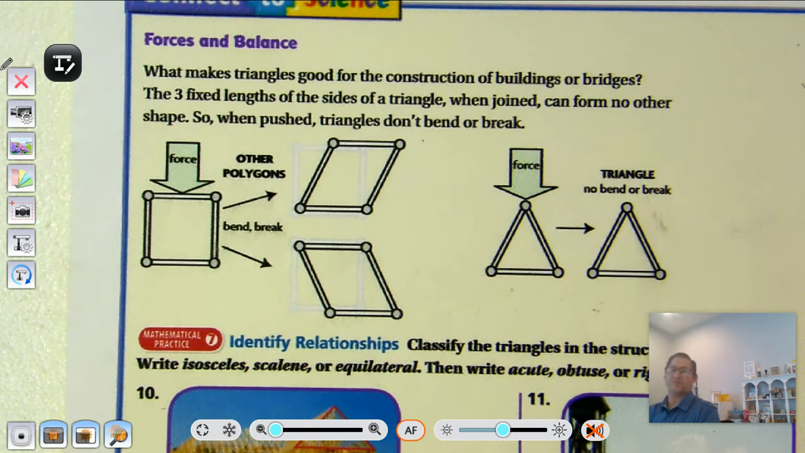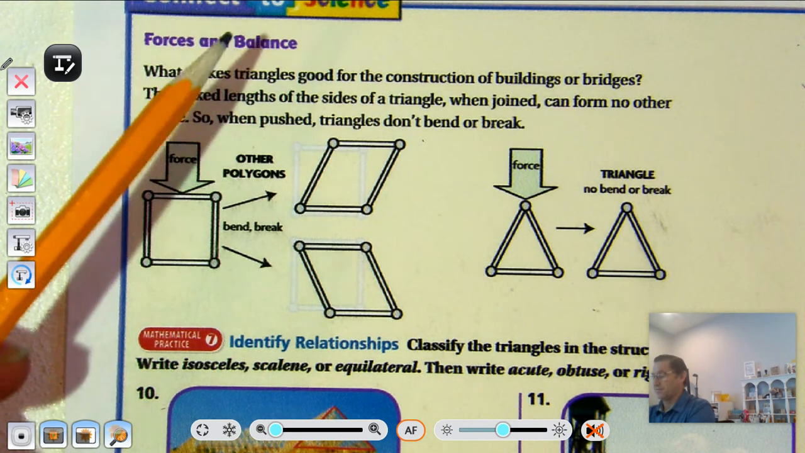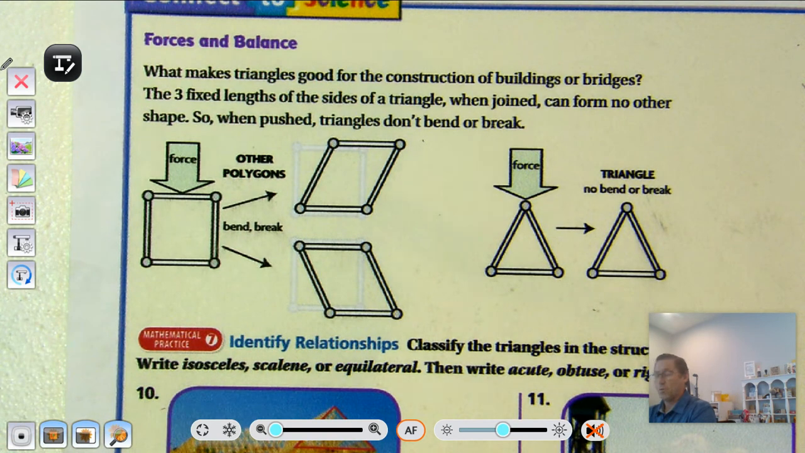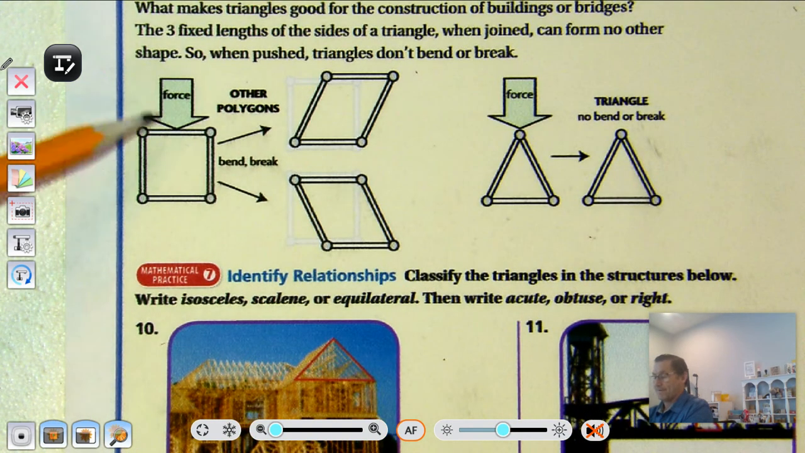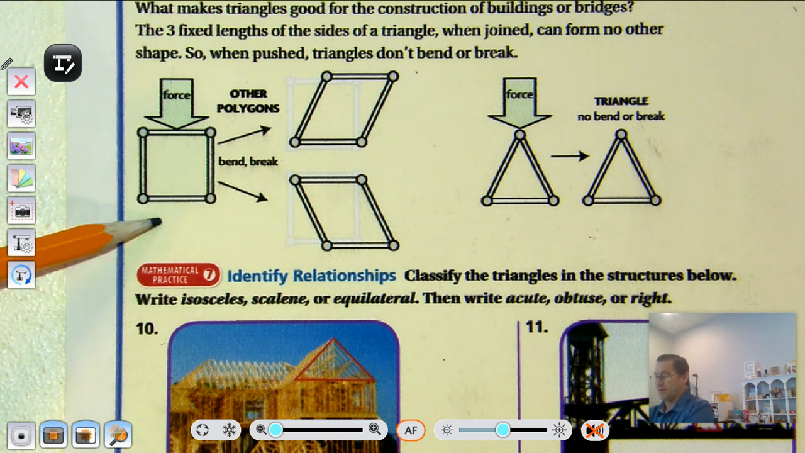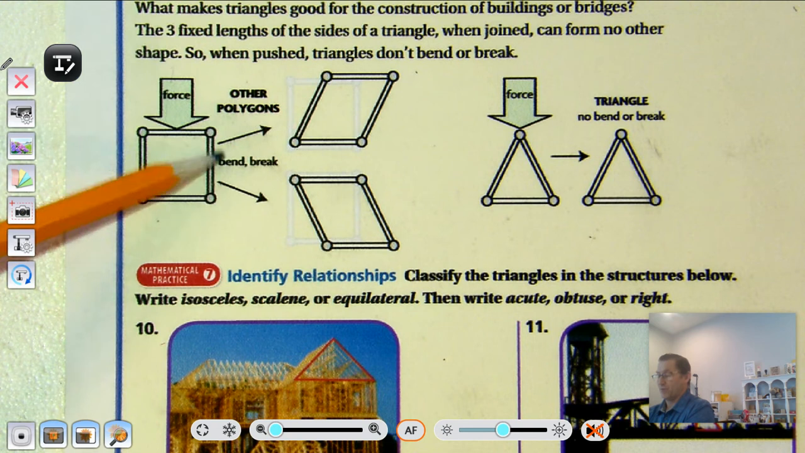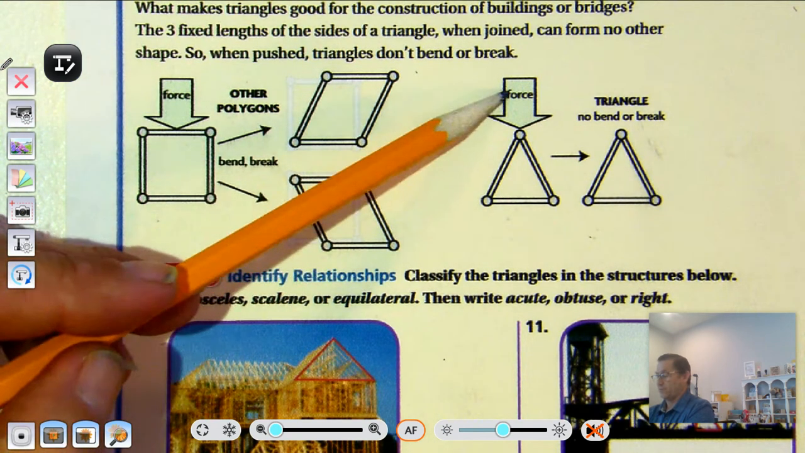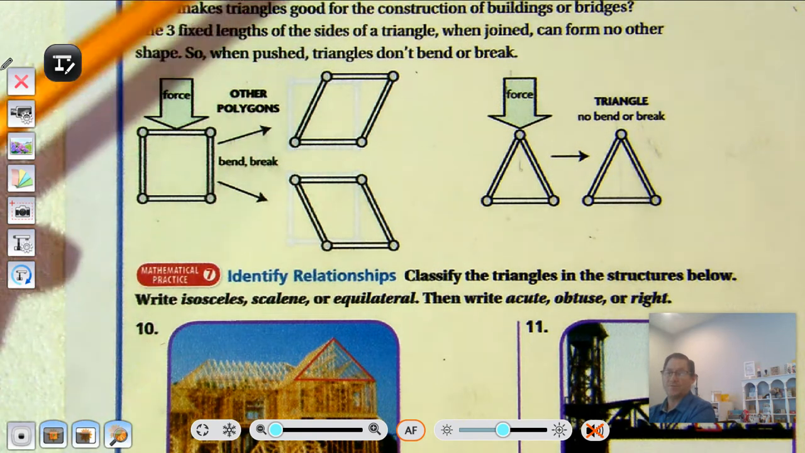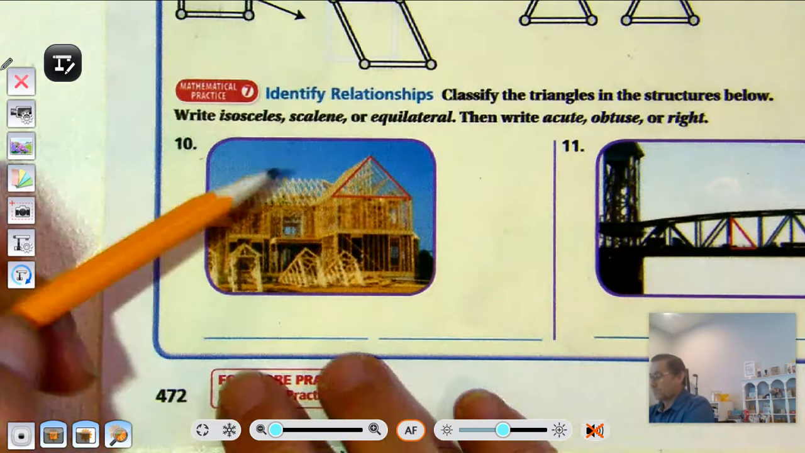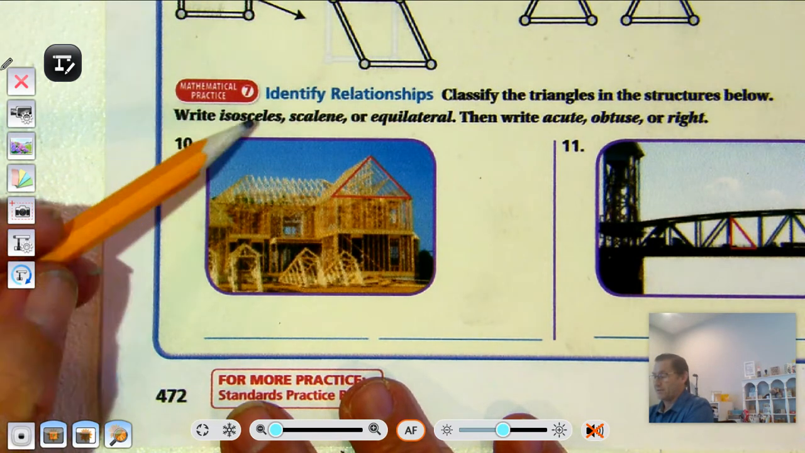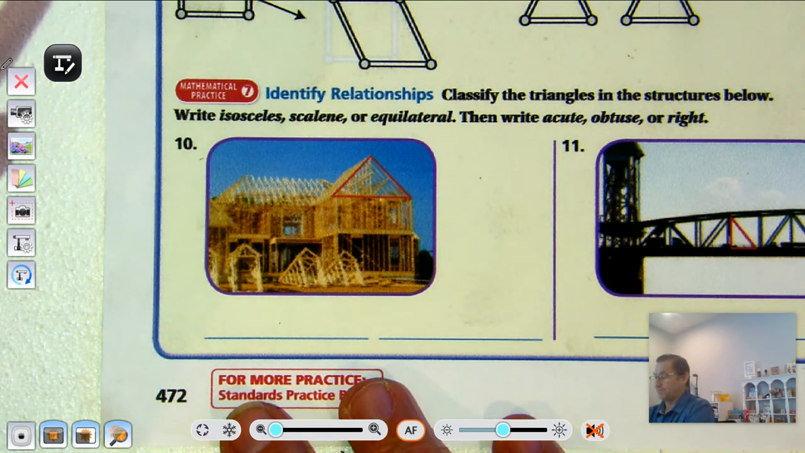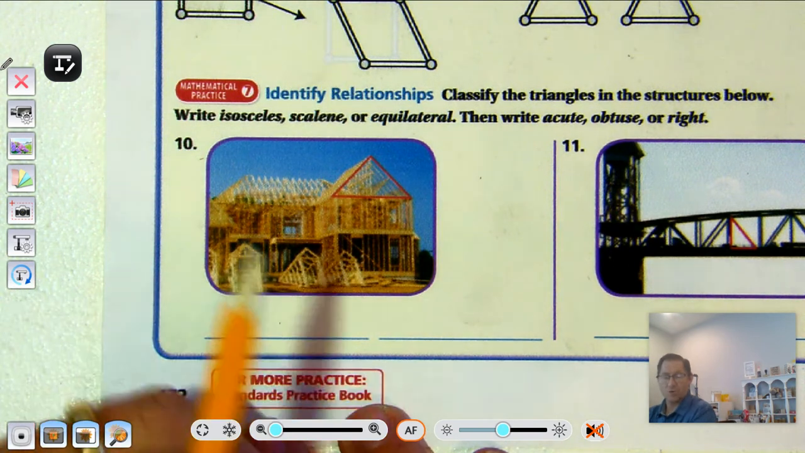All right, now for numbers 10 and 11. What makes triangles good for the construction of buildings or bridges? The 3 fixed lengths of the sides of a triangle, when joined, can form no other shape. So when pushed, triangles don't bend or break. Okay, they're showing you with a 4-sided figure. You push down on it, it'll bend or break. But when you push down on a triangle, there is no bend or break. So classify the triangles in the structures below. Write isosceles, scalene, or equilateral. Then write acute, obtuse, or right.